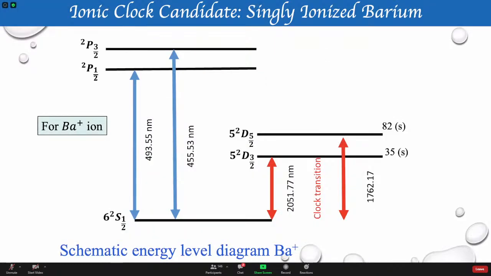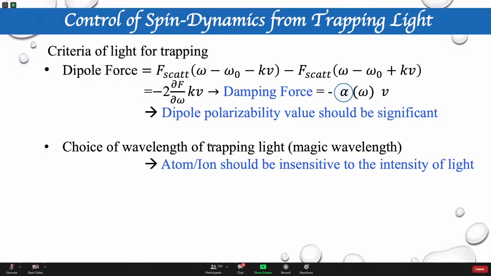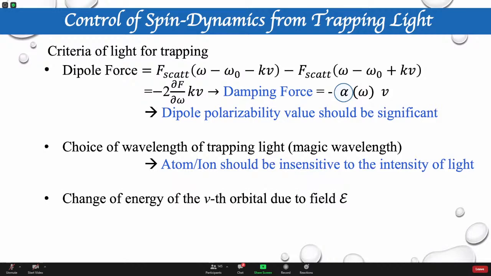Here again the candidate is singly ionized barium, where the clock transition is from the D to S states. I said that this ion is very good for quantum technology because of all the phenomena we have discussed so far. We also said that the dipole force, which is required to trap these ions, depends on the dipole polarizability, and that should be significant enough. We understood that we should shine the light at the magic wavelength, so that whatever happens, it should not disturb the energy levels of the ion.